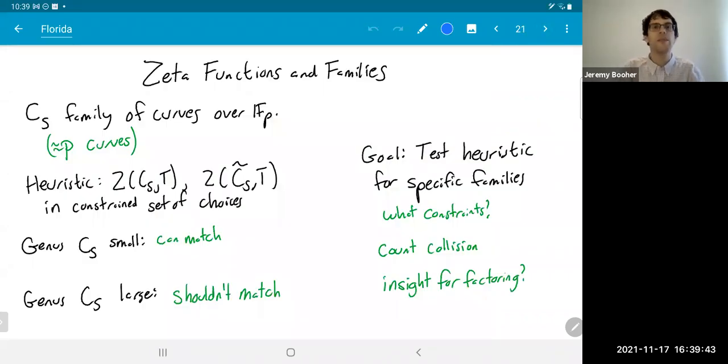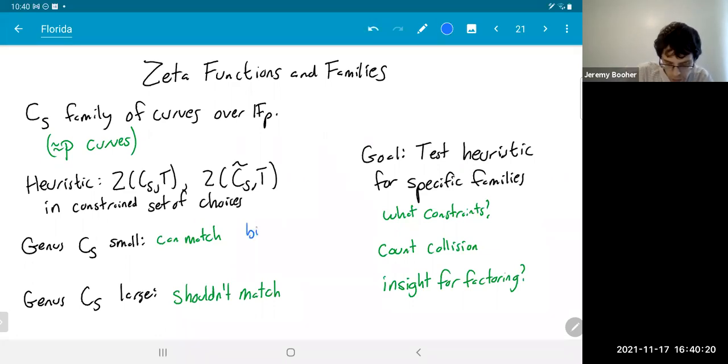So what should we expect about zeta functions in families? Well, if I have a family of curves over a finite field, there's some parameter I can change to vary the family, so there'll be around p curves in the family. And then if I look at the zeta function of the curve and the zeta function of some cover, say the 2 cover I mentioned earlier, there'll be some constrained set of choices for what the zeta functions can be. And so if the genus of the curve is sufficiently small, the set of possible choices is small enough that we'll expect to see a match.